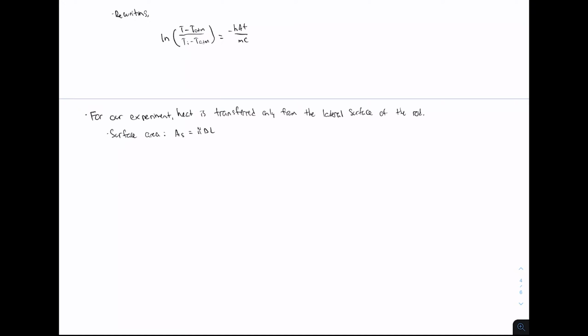Okay, so for our experiment, the heat on the rod is only going to be transferred from the lateral surface area of the rod. The surface area for a cylinder is pi times d times L, where d is the diameter of the rod and L is the actual length of the rod. However, we're going to have to modify this equation because there's going to be a small amount of heat transfer on the ends of the rod to the air. To account for that, we're going to modify the length in this equation to take care of that.